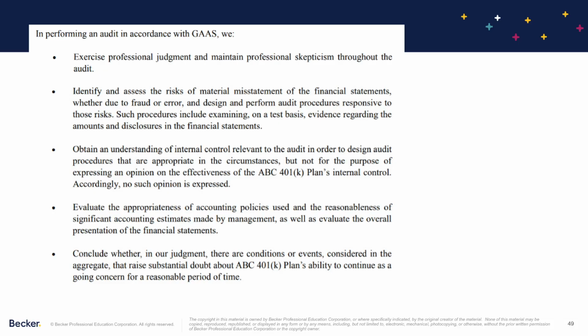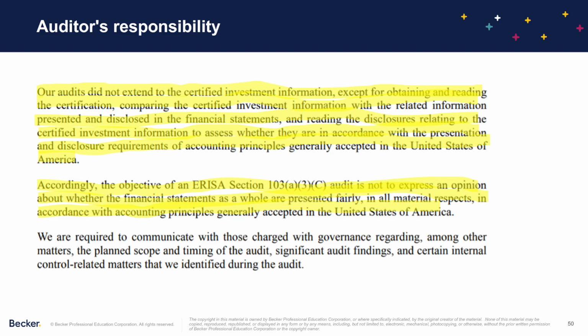However, now we're going to explain what we did that's unique in these 103(a)(3)(C) audits. So our audit did not extend to the certified investment information except for obtaining and reading the certification, comparing the certified information with the related information presented and disclosed, and reading the disclosures related to the certified investment information to assess whether they are in accordance with presentation and disclosure requirements of GAAP. Right, so basically we are explaining to them that we did do some work, right? We compared it to make sure the financial statements are the same way. We did read the disclosures to make sure they're presented accordingly.